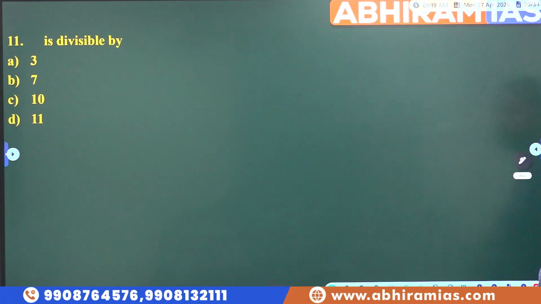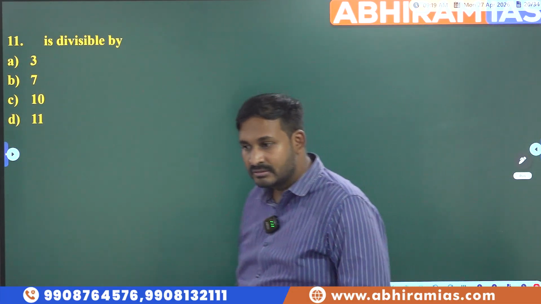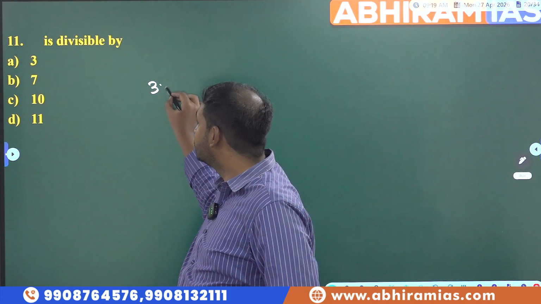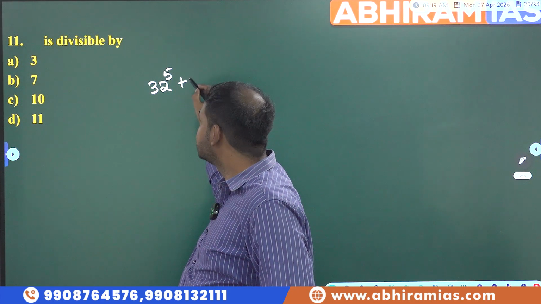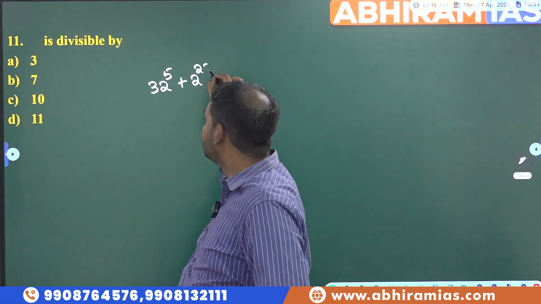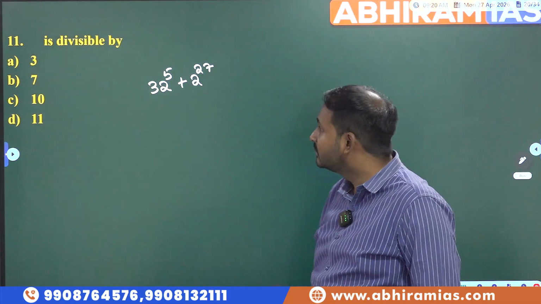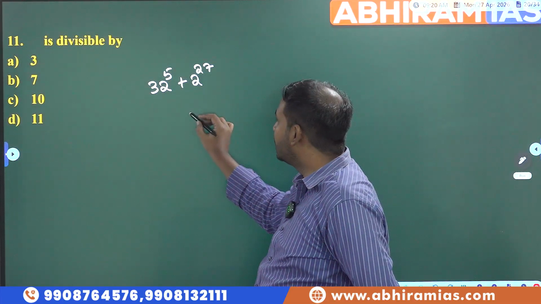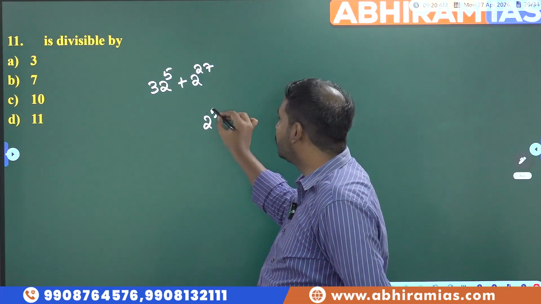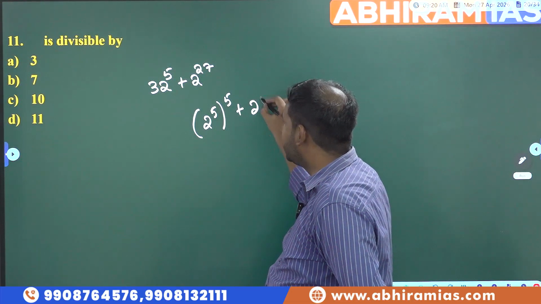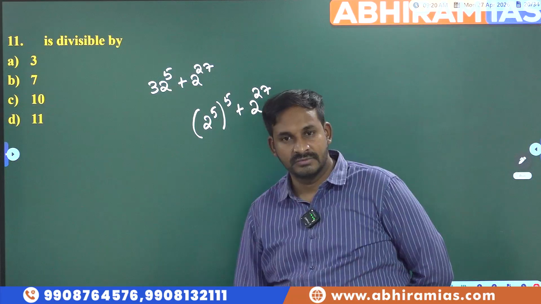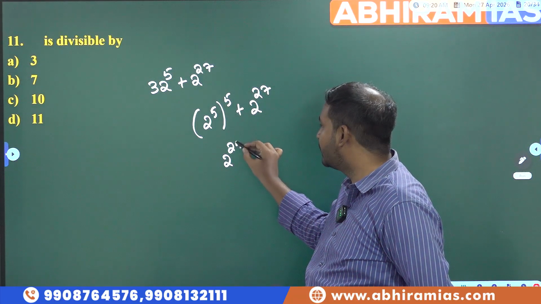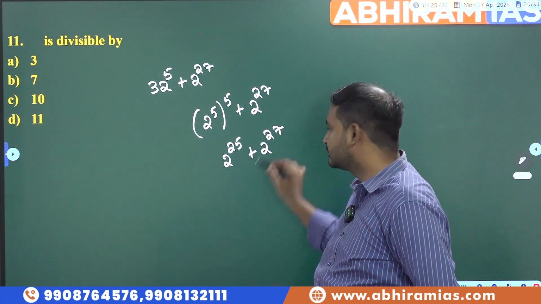Okay, next one. What is the question? 32 power 5 plus 2 power 27. This we have to do a bit smartly. You could check all the divisibility rules but that is a waste of time. Instead, can I take this as (2 power 5) whole to the power of 5 plus 2 power 27? 2 power 5 is 32. Now this will become 2 power 25 plus 2 power 27.